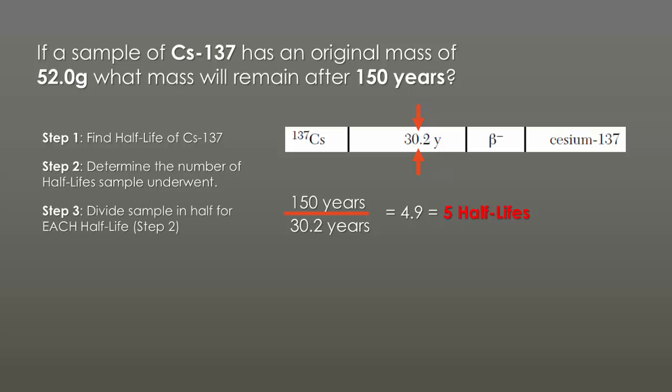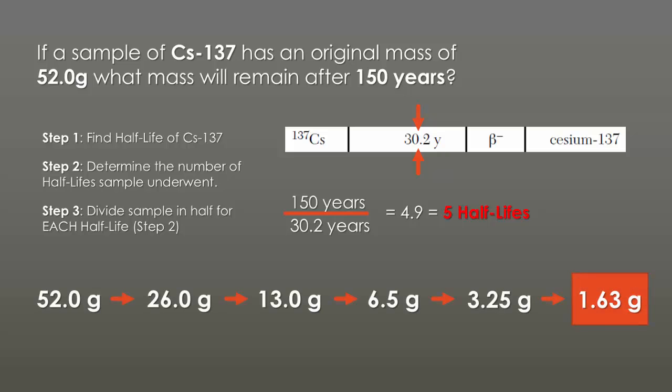Then you're going to be dividing the sample in half for every half-life that we just calculated in step 2. So 52 grams divided by 2 is 26. That is then divided to 13, to 6.5, to 3.25, and finally on the fifth arrow, representing your fifth half-life, you have a final mass of 1.63 grams.